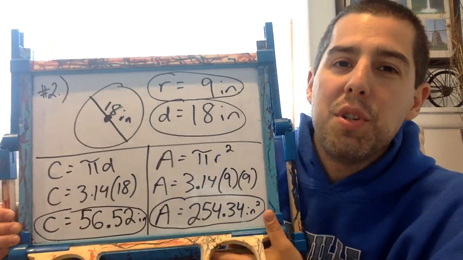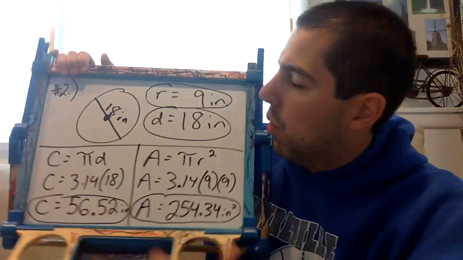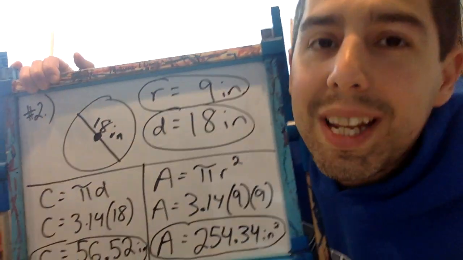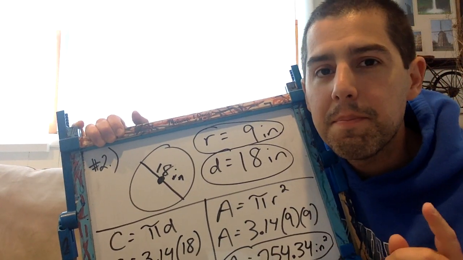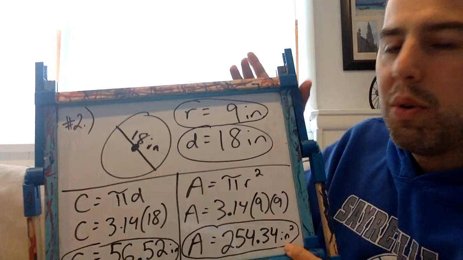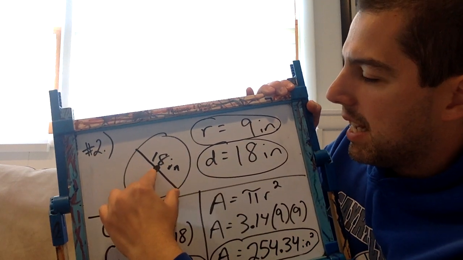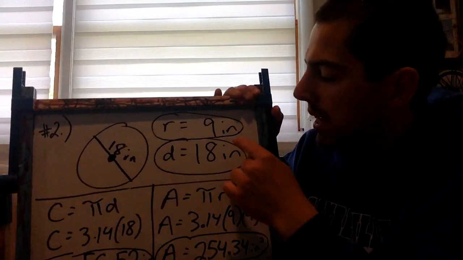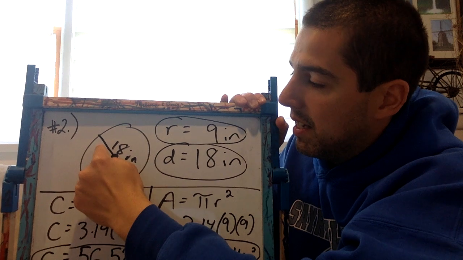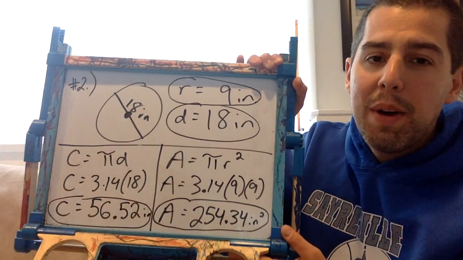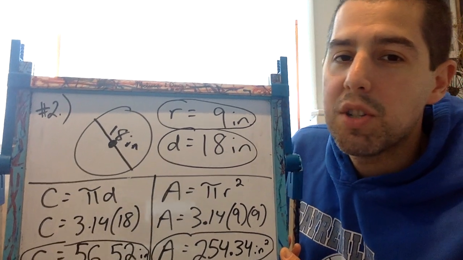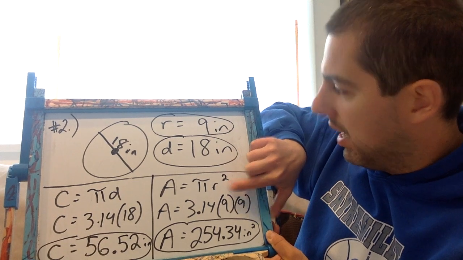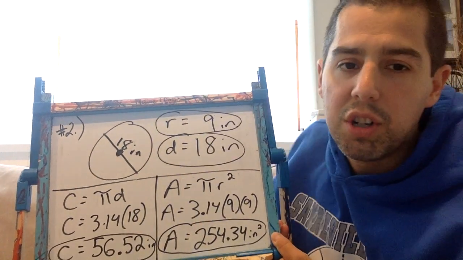Here's number 2. Number 2 is different. What made number 2 different was the line went all the way across the circle through the center. That means we're looking at not the radius, but the diameter. So if the diameter is 18, the radius would be half of that. So I take my diameter, divide it by 2, and I would get 9 inches. That makes sense because 9 and 9 gives me 18. So now I know my radius and my diameter, which is going to be so helpful because I need to know the radius for the area formula, and I need to know the diameter for the circumference formula.